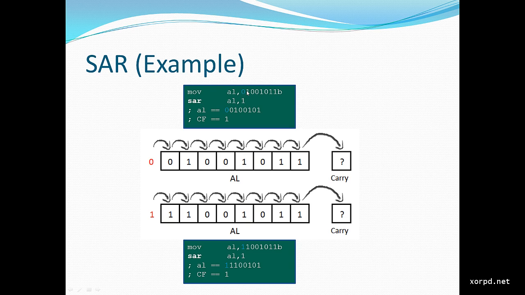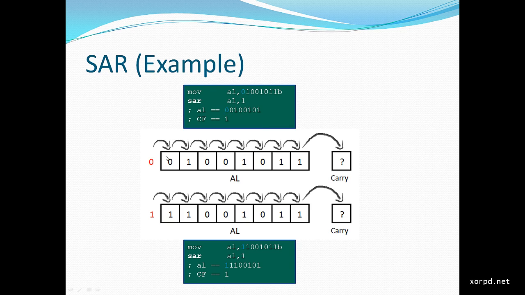In the first piece of code, we put this number inside AL, and this number is positive. However, in the second piece of code, we put this number inside, and this number is negative. Therefore, shift arithmetic right is going to do 2 different things in those 2 different pieces of code. In the first piece of code, shift arithmetic right is going to insert zeros from the left. Why? Because the most significant bit of the original number was 0.